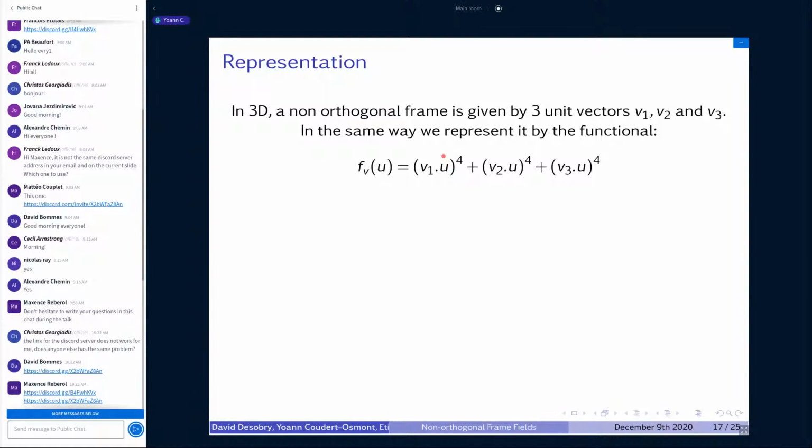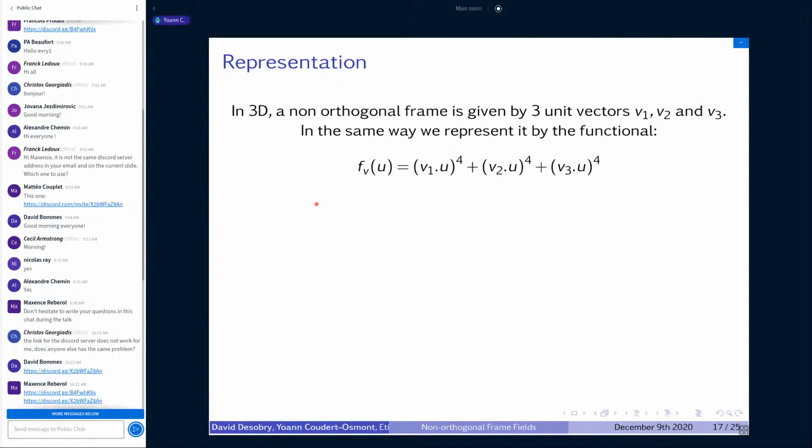As before, we can consider a functional f to represent our frame. This functional is still given by the sum of the orthogonal projection over each axis of the frame to the 4. That is to say, the dot product with each unit vector of the frame to the 4. So if you remember, in 2D, here we had θ1, x θ1, and here x θ2, and we added a third term. In reality, x θ1 was the dot product of u with the vector rotated by the angle θ1.